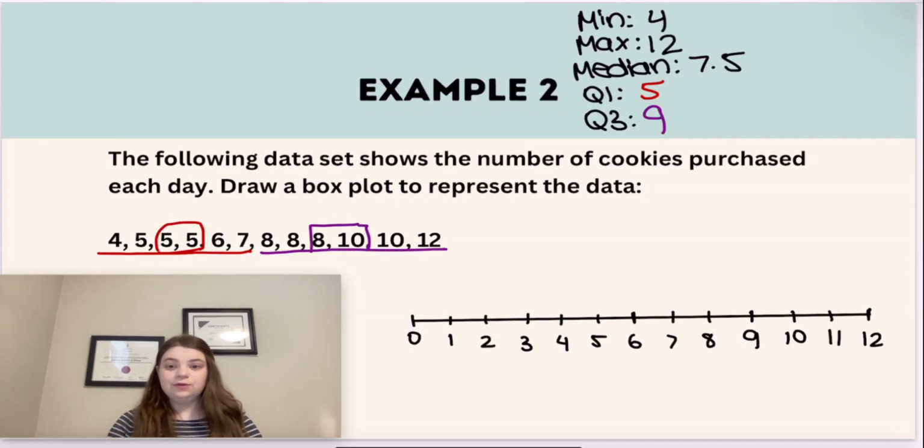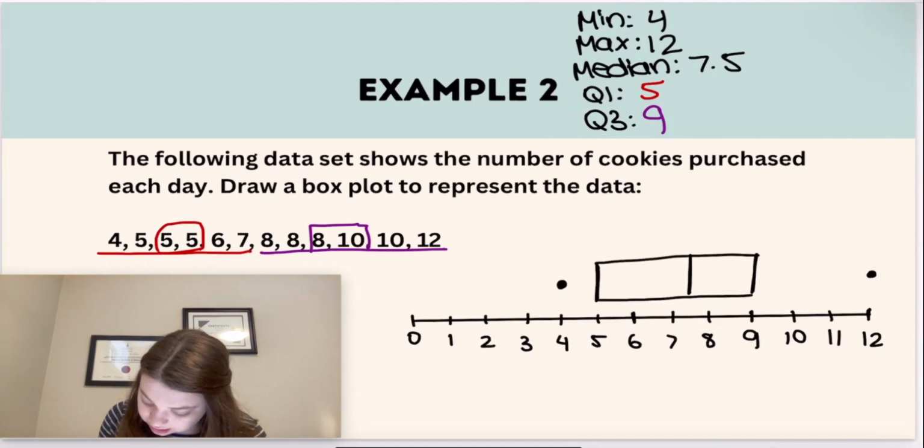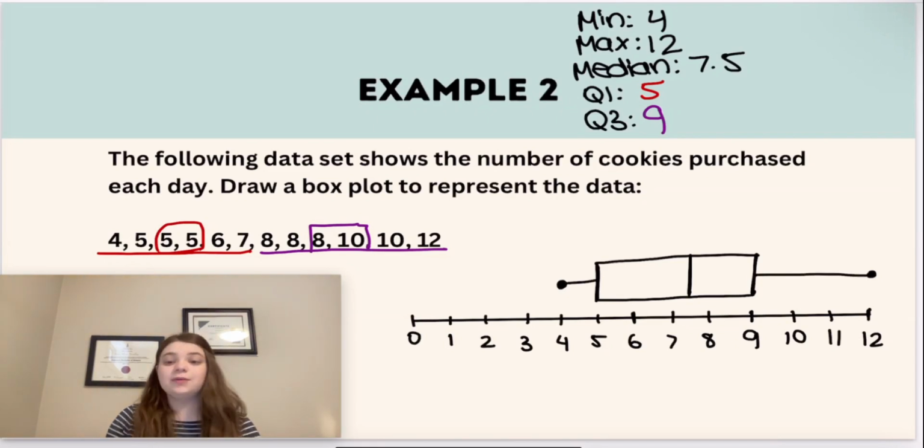All right, next I'm going to actually make the box plot and draw the number line. So first thing I'm going to do is the median is 7.5, so exactly halfway between 7 and 8. I'll draw a line for the median. Q1 is 5, so I'm going to draw a line there for Q1. Q3 is 9, so I'll draw a line there for 9. Then the minimum is 4, so I'll be drawing a dot at 4. Maximum is 12, so I'll be drawing another dot at 12. And then I'm just going to draw some lines to connect my boxes, and then draw some more lines to connect my dots. And there we go. That is our box plot.